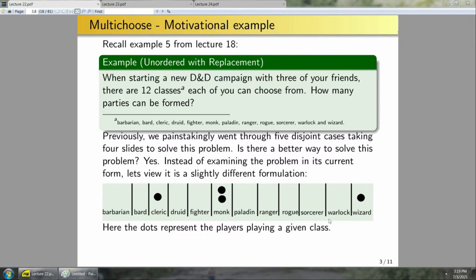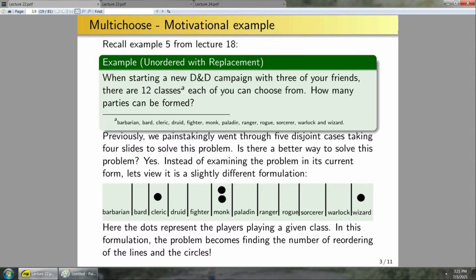Now, you might ask, how does this help me? I just wrote the problem in a slightly different way. Well, if you notice here, I have 11 sticks, so 12 minus 1 of these sticks, and I have 4 balls. Now, if I were to take one of these balls and move it to another slot, say take this element here from monk and change it over to fighter, for instance, that's changing my party composition. So my party composition is uniquely determined by the ordering of these lines and these circles. So to be explicit in this formulation, the problem becomes finding the number of reorderings of the lines and the circles. So let's continue this discussion on another slide.